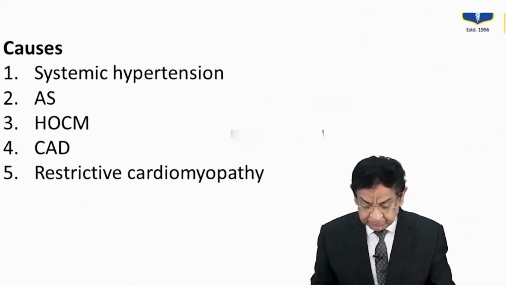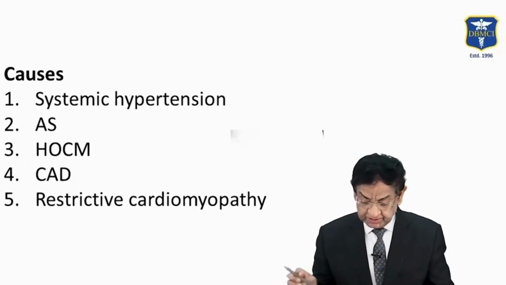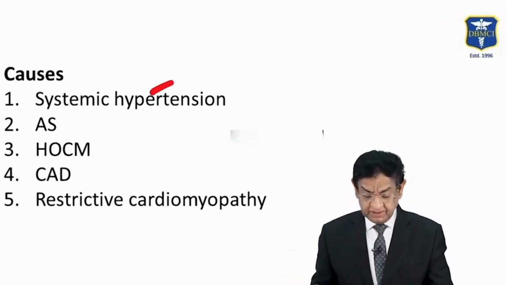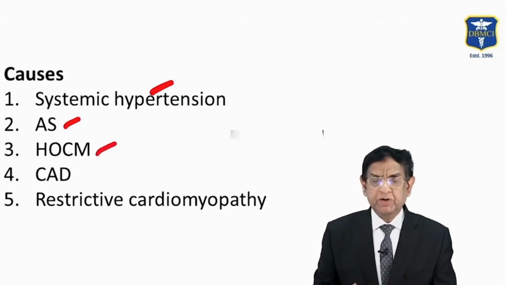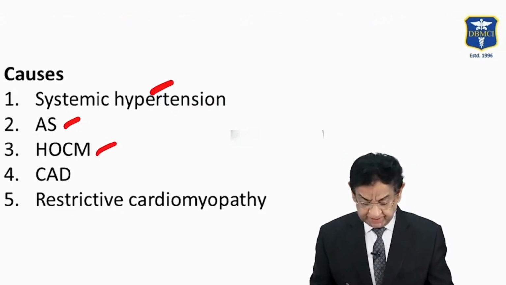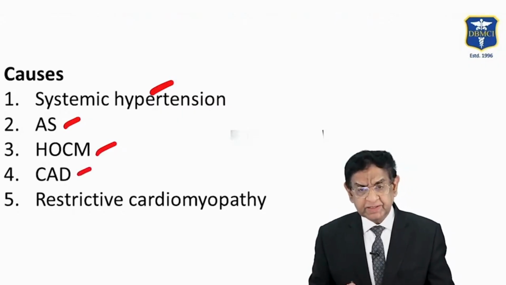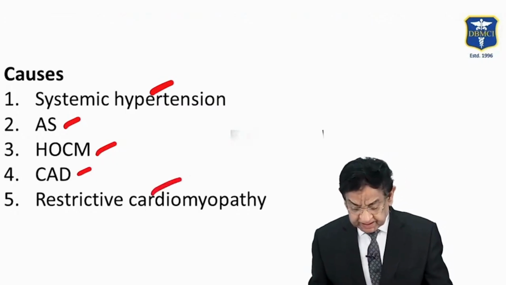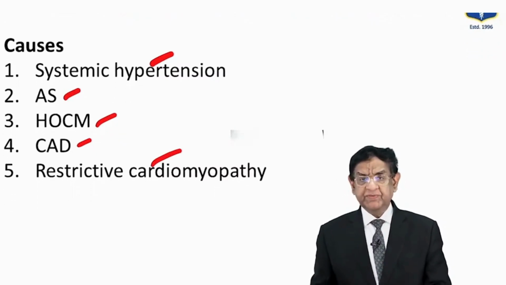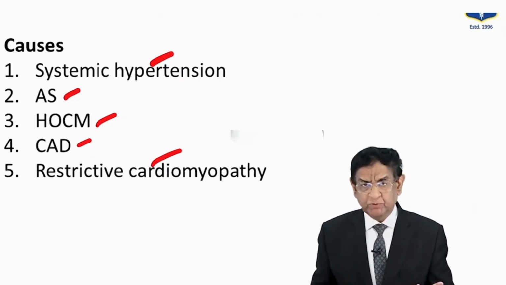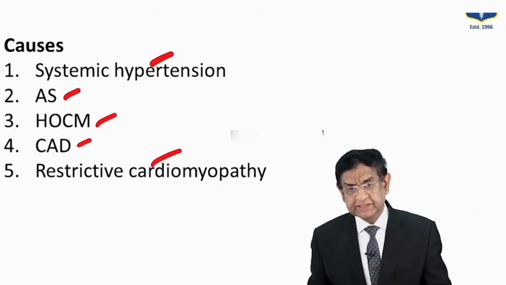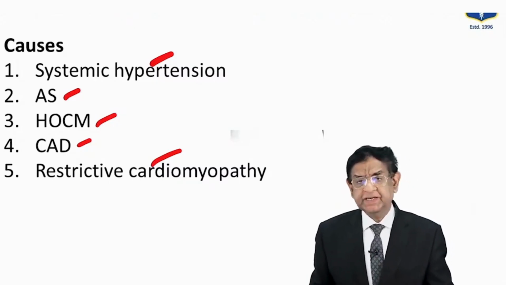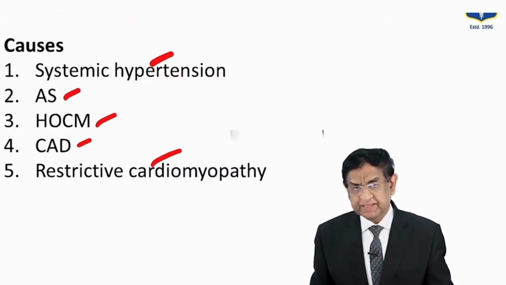This is what they are going to ask you. Mechanism, nobody is going to ask you. Systemic hypertension, aortic stenosis, HOCM, hypertrophic obstructive cardiomyopathy, coronary artery disease and restrictive cardiomyopathy are some of the causes, conditions where we can see S4. Of course, there are many more also, but these are very, very important that you have to remember. So, hypertension, aortic stenosis, HOCM, coronary artery disease and restrictive cardiomyopathy are the causes where we can see S4.